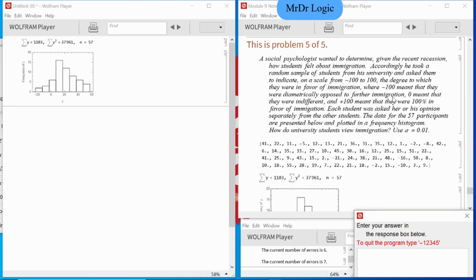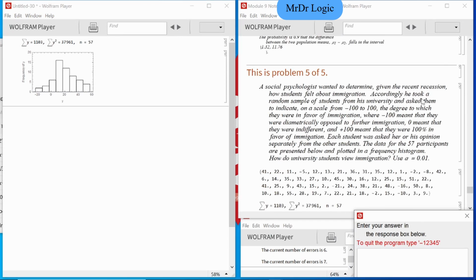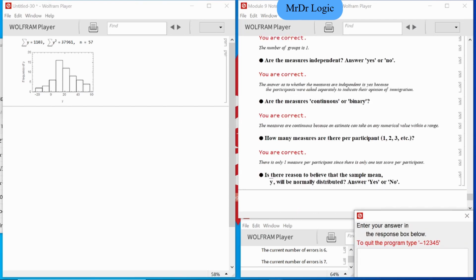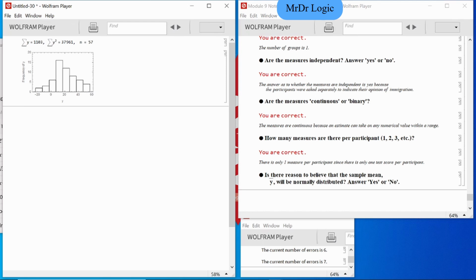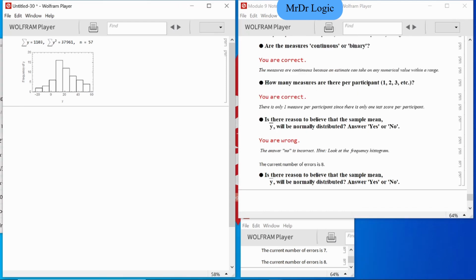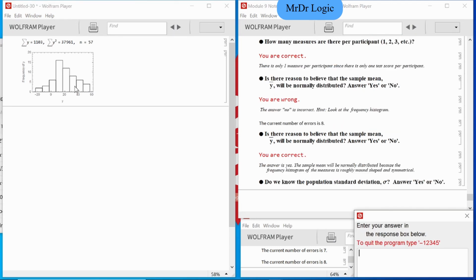What are the measurements of participants? University students, to ask them. Oh, this is the immigration one. He only took one. Is there reason to believe? I say no, because it does have the mound shape and everything, but, oh, well, never mind. It is the mound shape. I was about to say it's not greater than 60, but who am I to judge?